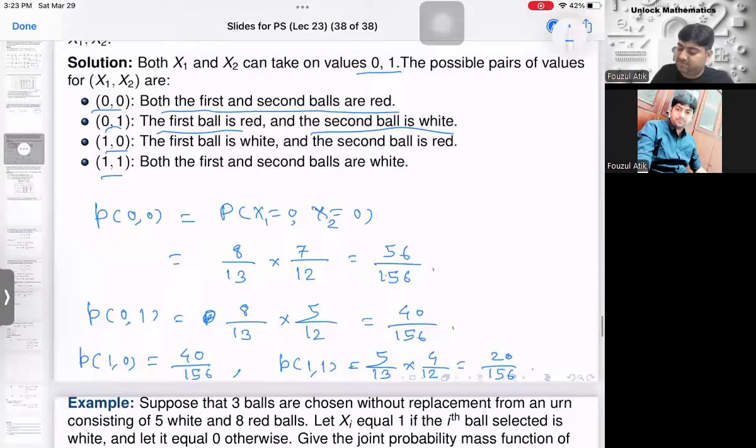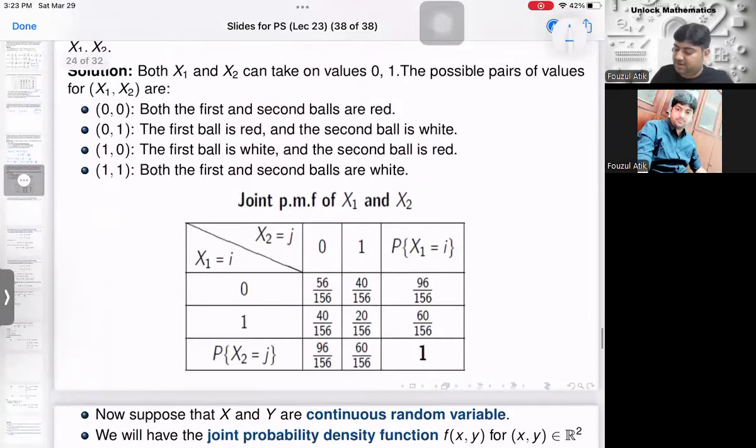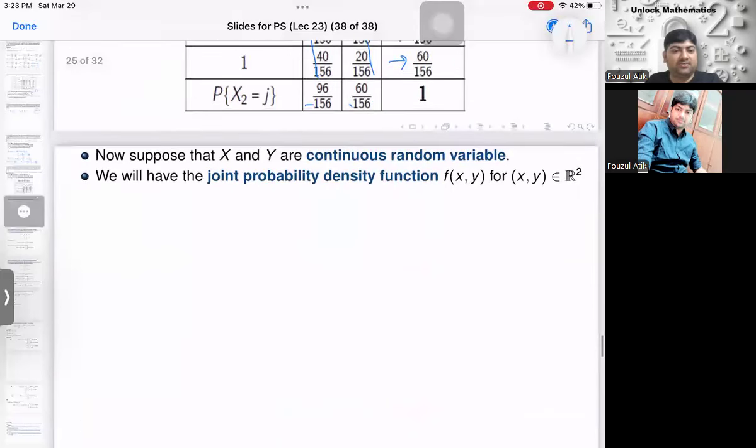So we can write all of them in tabular form. And if we do the sum, we get the marginal probability mass function of X, and this is the marginal probability mass function of Y. Now, till now we have discussed only the discrete type joint probability distribution. This can be extended to the continuous type joint probability distribution.